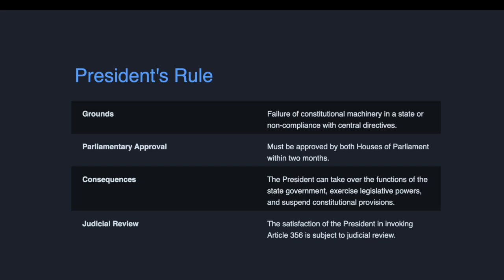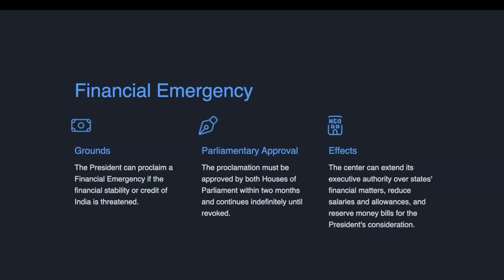Now we will see President's rule. So the grounds are the failure of constitutional machinery in a state or non-compliance with central directives. Second, it requires parliamentary approval, must be approved by both houses of parliament within 2 months. Consequences is that the president can take over the functions of the state government, exercise legislative power, and suspend constitutional provisions. In terms of judicial review, the satisfaction of the president in invoking Article 356 is subject to judicial review, and there are certain guidelines which are given in the SR Bommai case.